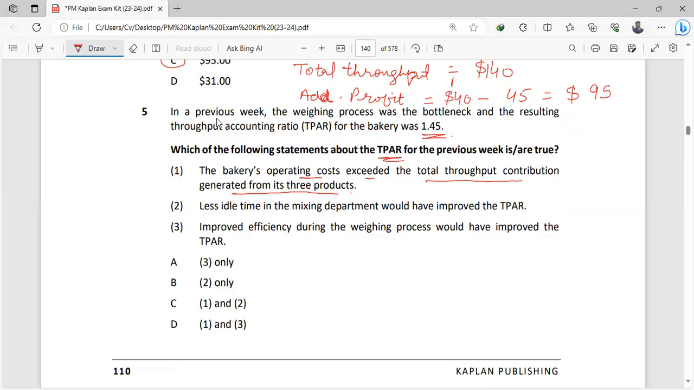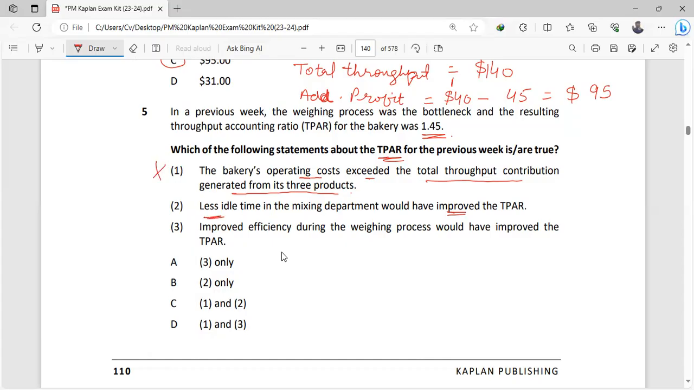Okay. Then he says less idle time in the making department would have improved the throughput accounting ratio. The third one is improved efficiency during the weighing process would have improved the throughput accounting ratio. Now remember one thing: if your cost is rising in comparison with your throughput contribution, then your throughput accounting ratio will not rise, it will fall. So this statement is incorrect.